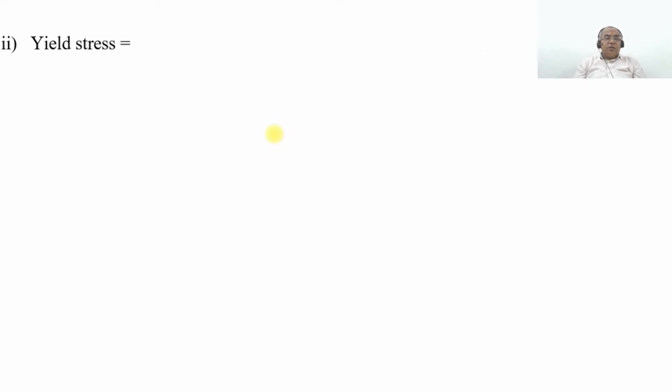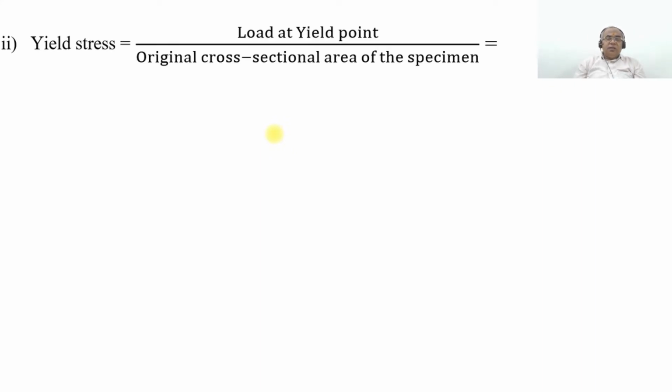Now we go for the next one, which is the yield stress. That is the load at yield point divided by the original cross-sectional area of the specimen. What is the load at yield point? The load at yield point is 150 kilonewton. So that is 150 into 10 to the power of 3 Newton divided by the original cross-sectional area of the specimen, which is pi by 4 into 25 square. Substitute these values and on simplification, you are going to get 305.6 Newton per mm square.